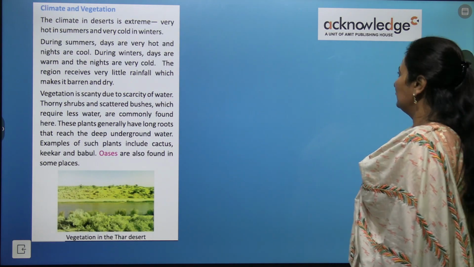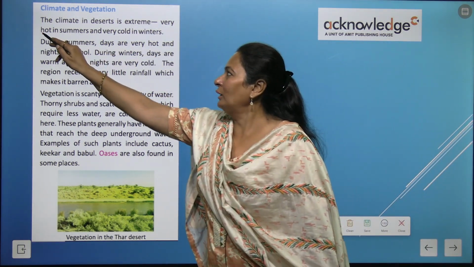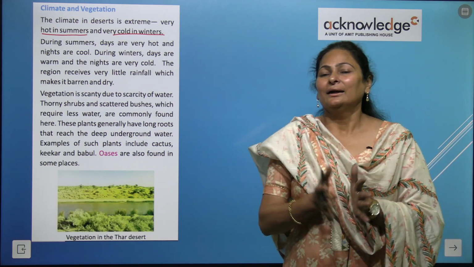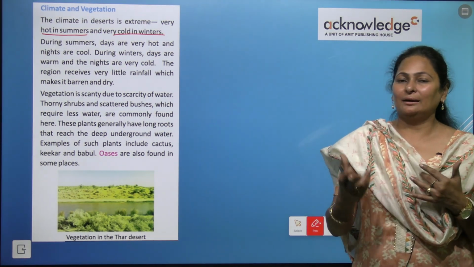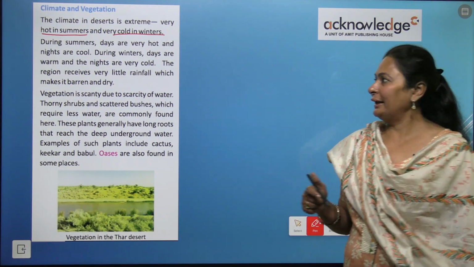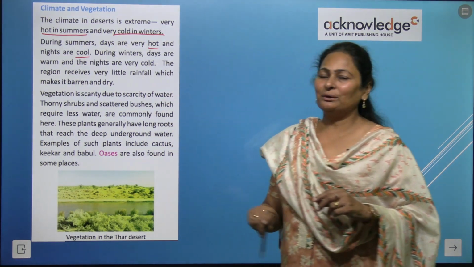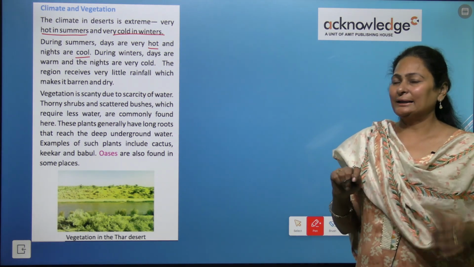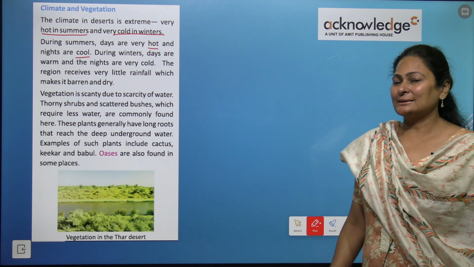Now the climate and vegetation. The climate in the desert is extreme, very hot in summers and very cold in winters, because sand is not able to trap the heat. It gets warm quickly in the afternoon or in the summer, and it gets cold quickly at night, right? So during summers, the days are very hot and nights are very cool. I told you the reason: the sand gets hot quickly in the afternoon and cools down quickly during nights. During winters, days are warm and nights are very cold.